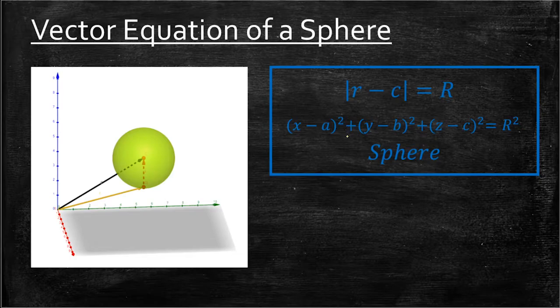You might also notice that the vector and Cartesian equation of a sphere is very similar to that of a circle, except we've just added in the third dimension, or the z-axis, and the center is still going to be a, b, and c, with the radius of capital R.